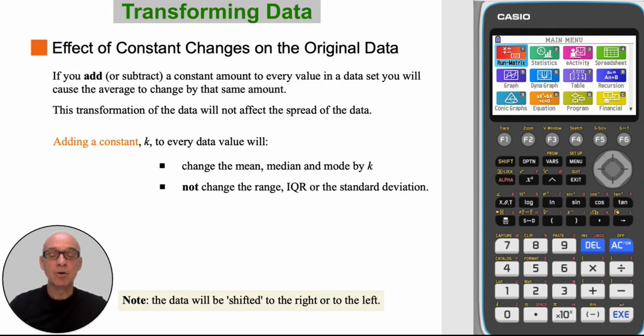If you add or subtract a constant amount to every value in a data set, you will cause the average to change by that same amount. So the data will either shift to the right or shift to the left. This transformation of the data will not affect the spread of the data, however. Adding a constant k to every data value will change the mean, the median, and the mode by k, but it will not change the range, the interquartile range, or the standard deviation.